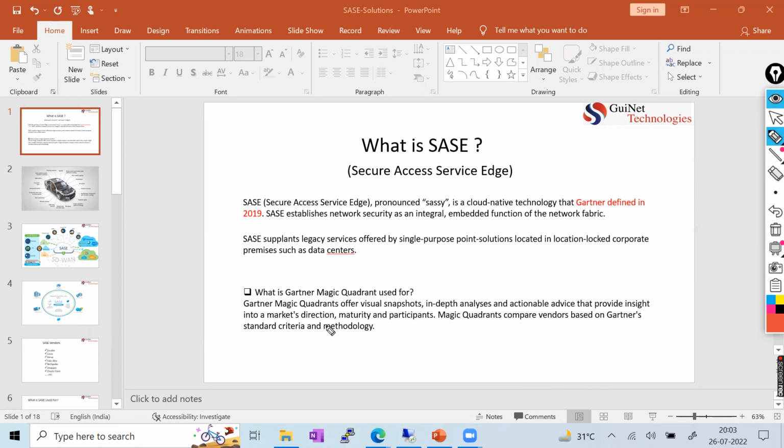Now moving to the next. I believe you understand the Gartner Magic Quadrant, what SASE is, and why we call it SASE. I still haven't talked about the complete components of SASE; I'll discuss them at a later stage, along with all the features required. But let me move to this diagram.